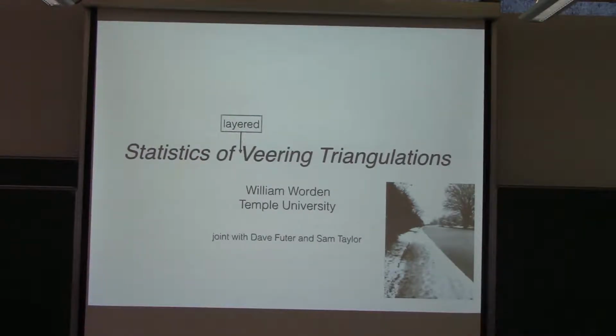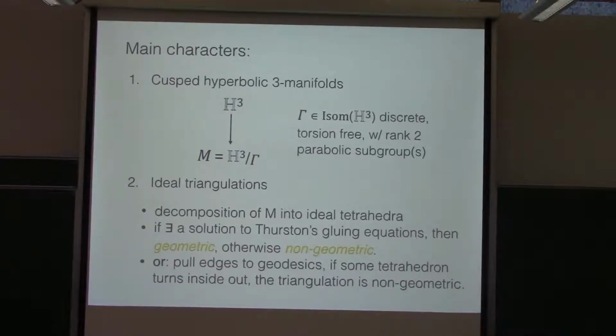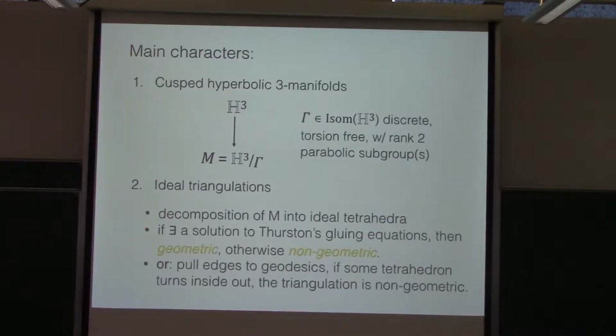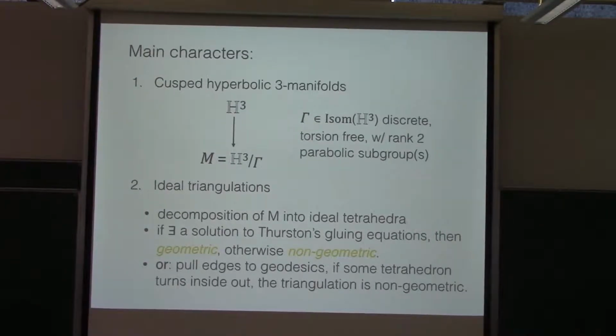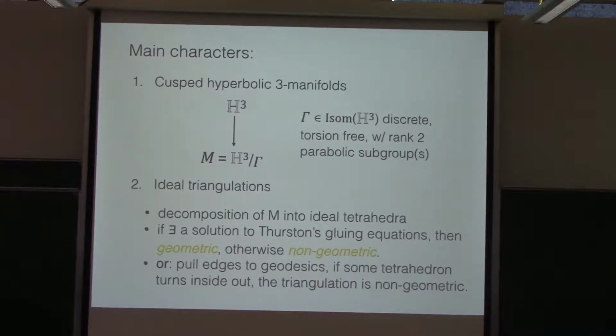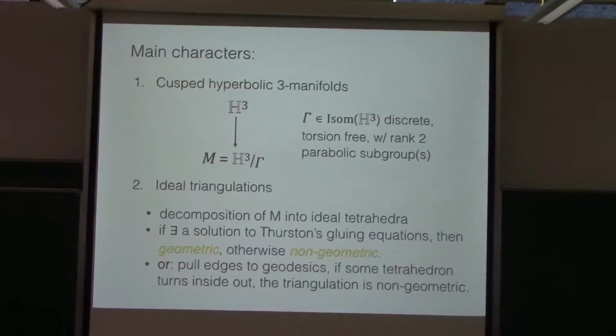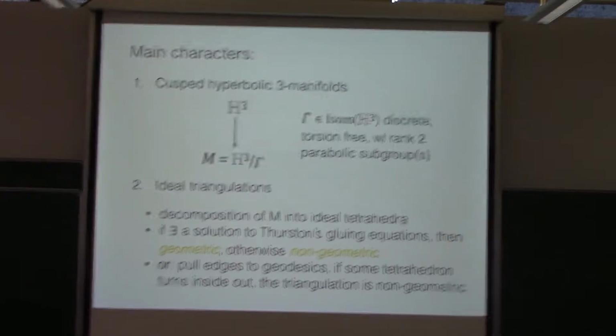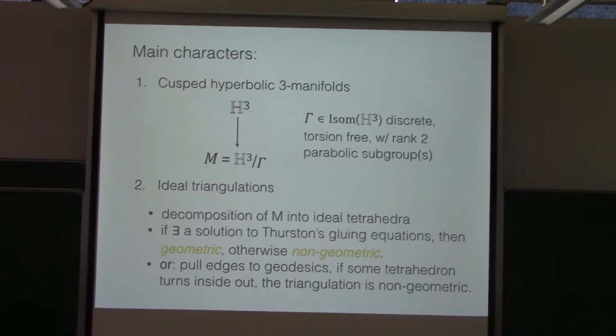All right, so our main characters in our story are first cusped hyperbolic three-manifolds. I think we all know what those are. Specifically, we'll be dealing with fibered manifolds. I'll say something about that in a second. And then our other main character is going to be ideal triangulations. This is just a decomposition of our manifold into ideal tetrahedra.